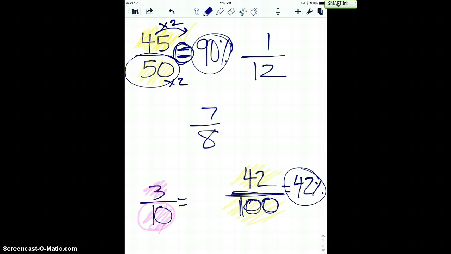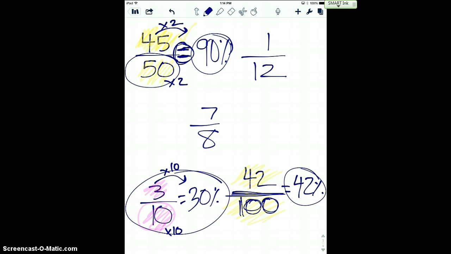So this is not equivalent to 3%, and why not? Because it's not out of 100 yet. So I'm going to need to convert this to a ratio that is out of 100, and in order to do that, I need to relate the 10 with the 100, and I'm going to take 10 times 10 to get 100, so I'm going to have to do the same thing here and take 3 times 10 and get 30. So this 3 out of 10 is what percent? 30%.